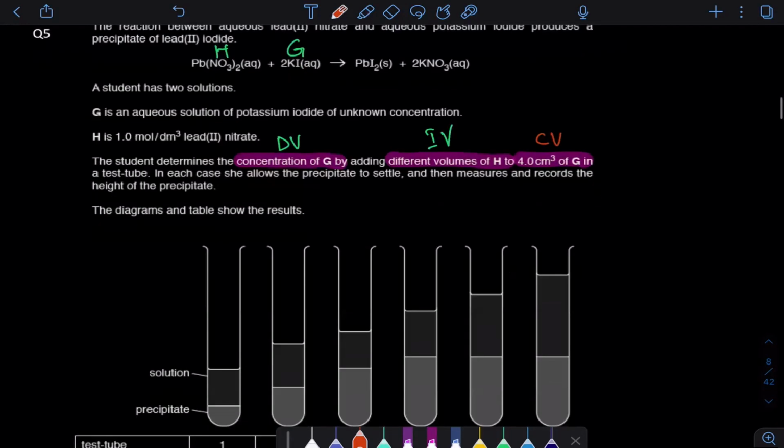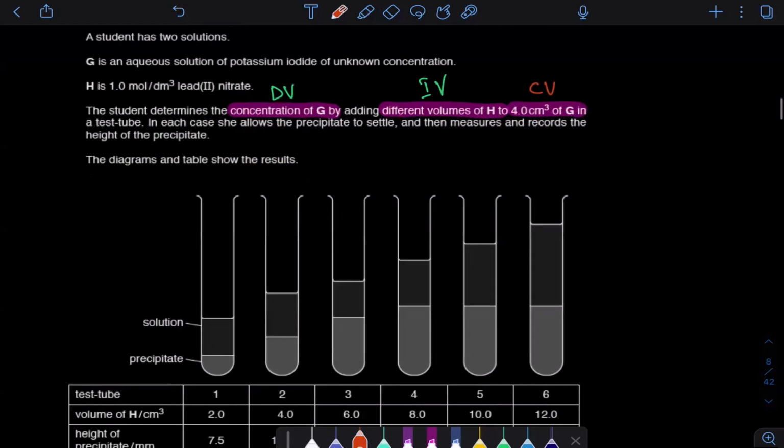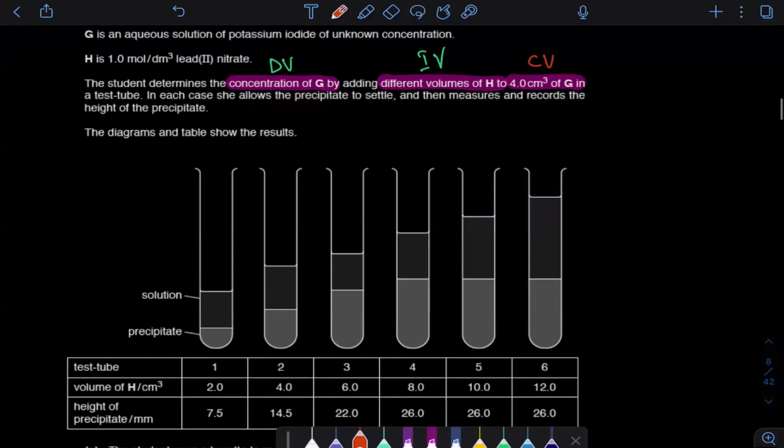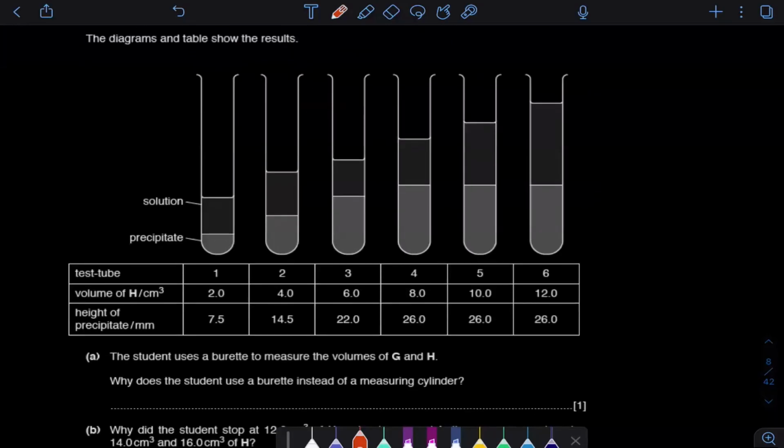The diagram shows the result. So he's getting more and more precipitate, but then the precipitate's height remains constant. That shows that all the reactant has been used up here. So any other reaction is just useless, to be honest, because now he's just adding extra amount. They're not really producing any result because the precipitate's amount doesn't change.